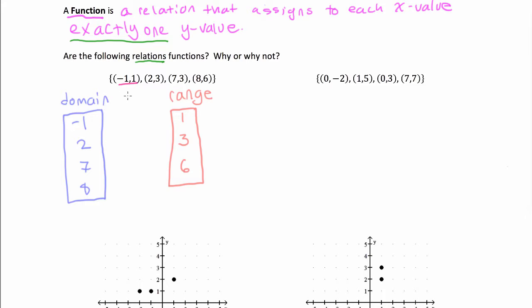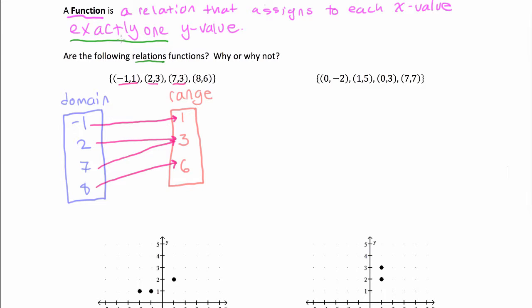So -1 goes with 1. 2 goes with 3. 7 goes with 3. And then 8 goes with 6. So that's the relation part of it.